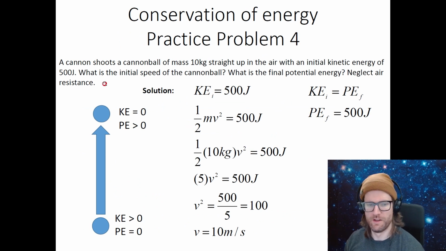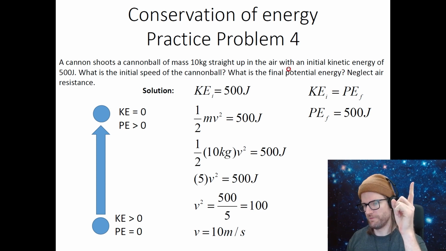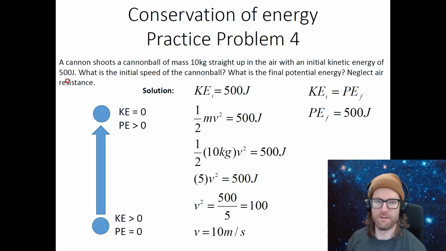Okay, let's do another one. A cannon shoots a cannonball of mass 10 kilograms straight up in the air with initial kinetic energy of 500 joules. Okay, what is the initial speed of the cannonball? What is the final potential energy? And neglect air resistance. So we're not going to worry about energy loss to friction here.